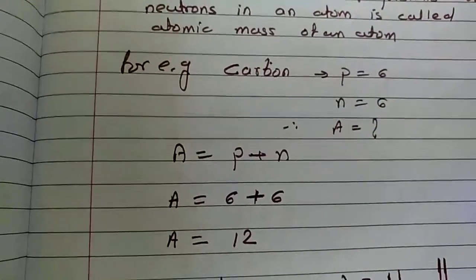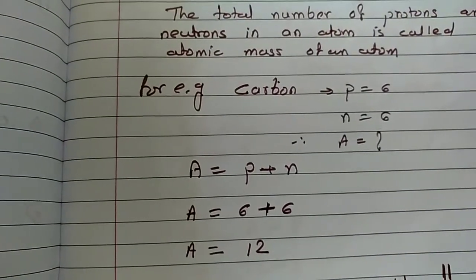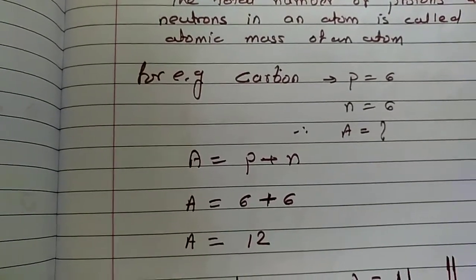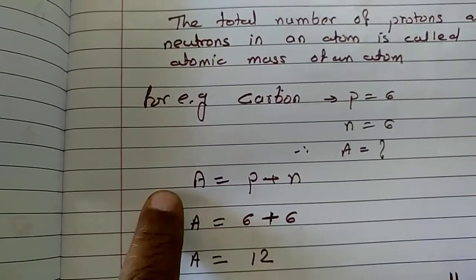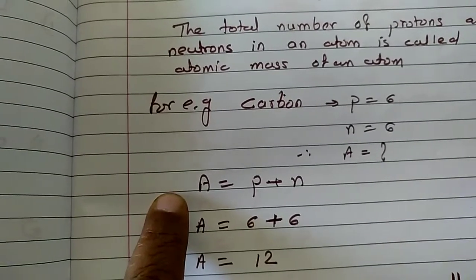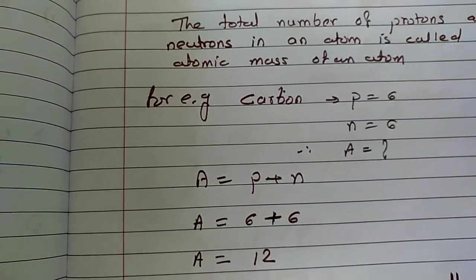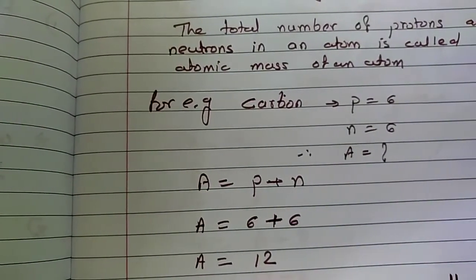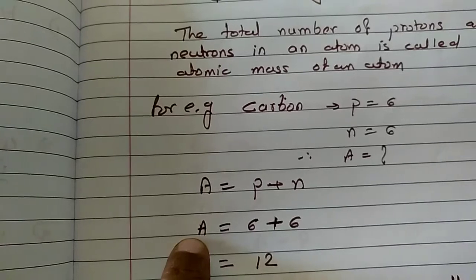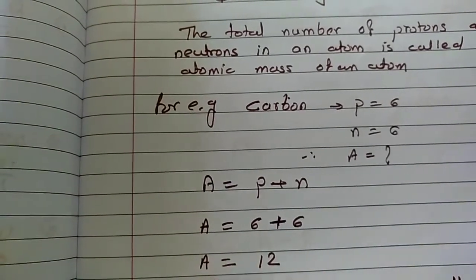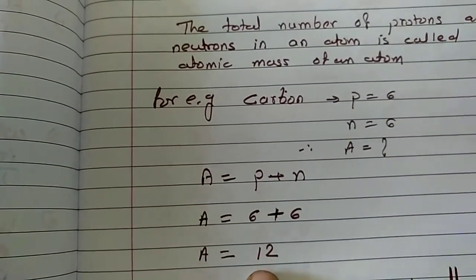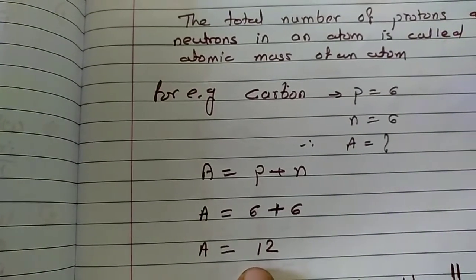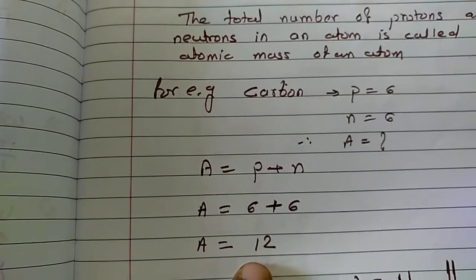We know that atomic mass is the total number of protons and neutrons. So the formula of atomic mass is A equals P plus N, where A stands for atomic mass, P stands for proton and N stands for neutron. Now atomic mass is equal to 6 plus 6, which is 12 Dalton units. This is the atomic mass of carbon.